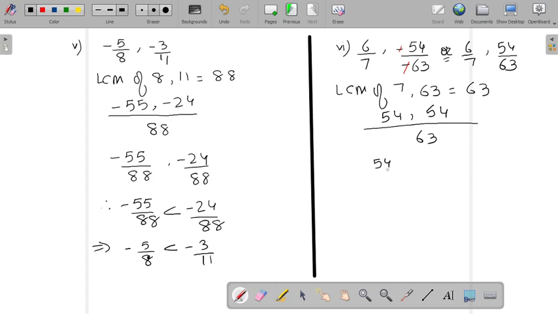So write them separately. What do you observe here? Both of them are equal. So 54 upon 63 equals 54 upon 63. So it means that both the rational numbers are equal in this case.